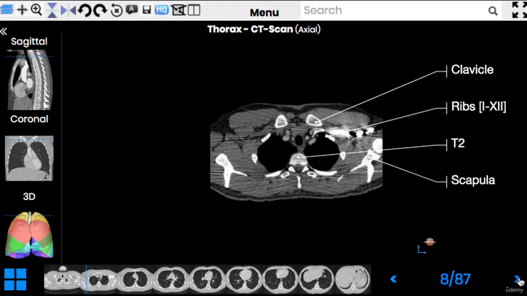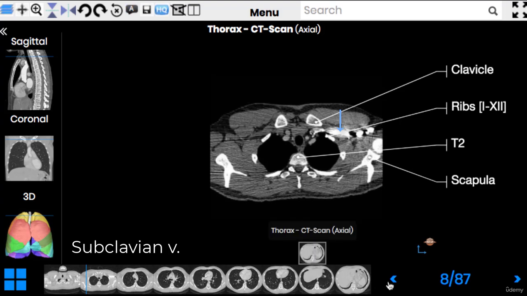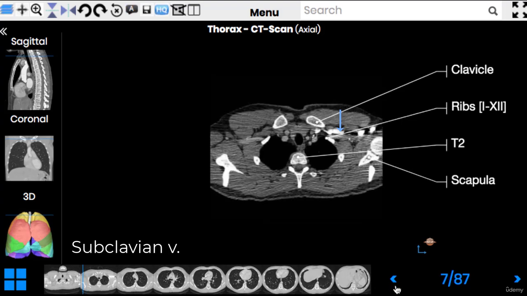Well, we have some bright kind of artifact on the left side here, and this is the contrast material inside of the left subclavian vein. So these shadows here on the right and on the left represent the subclavian veins.